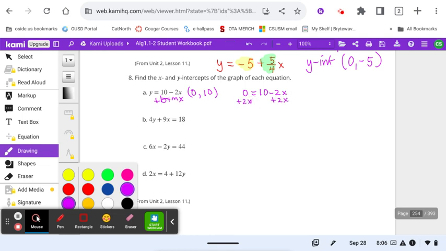Now I'm going to add 2 x's to both sides. And I get that x is equal to 5. So I write my intercept in intercept form as (5, 0). My y-intercept is over here as (0, 10). So here's the x-intercept, here's the y-intercept of number A.